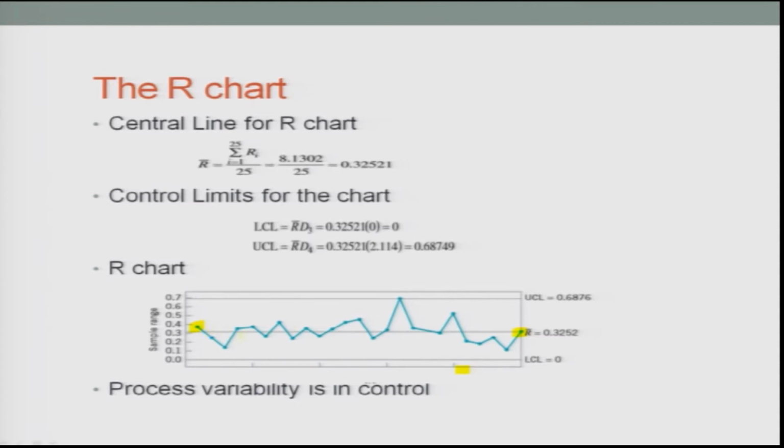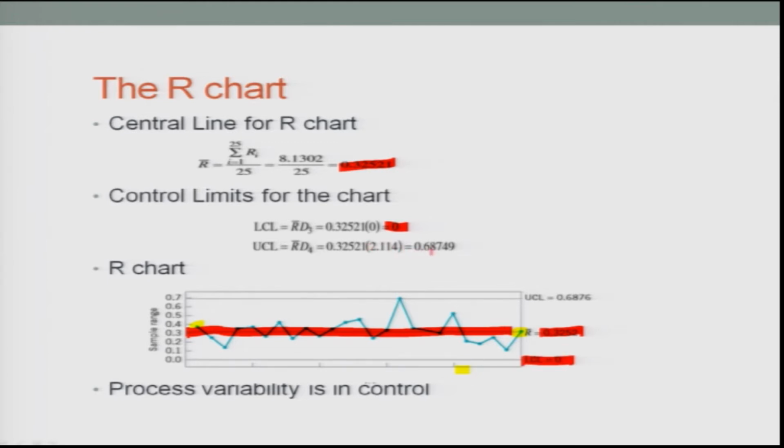The central line with respect to the range, which I will try to highlight using the red color, is R bar, given as 0.3252. From where does it come? We have already calculated it. So, LCL, the lower control limit, is 0, which is marked here.